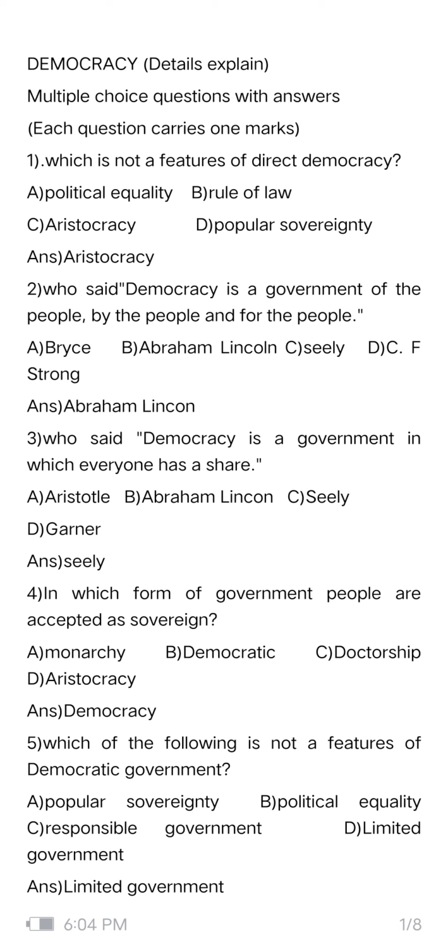Next question is, which of the following is not a feature of democratic government? Option is popular sovereignty, political equality, responsible government, limited government. Right answer is limited government. Limited government is not a feature of democratic government.